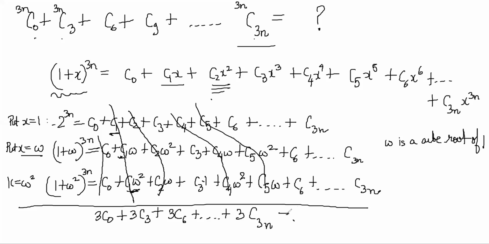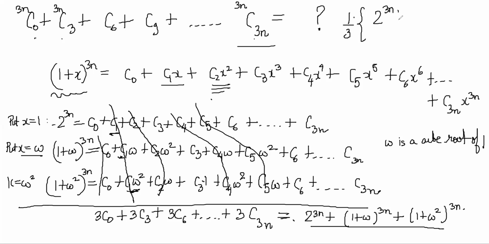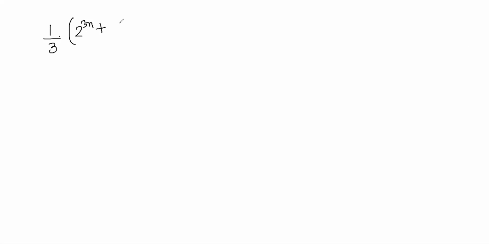Yes, sir. So that will be equal to 2 power 3n plus (1 plus omega) power 3n plus (1 plus omega square) power 3n. So the answer of our series, c0 plus c3 plus c6 and so on, is equal to 1/3 of [2 power 3n plus (1 plus omega) power 3n plus (1 plus omega square) power 3n]. Now we have to simplify this so that it is not complex. Actually, this is definitely a real number, so this should also come out to be a real number. So we have to simplify this part.